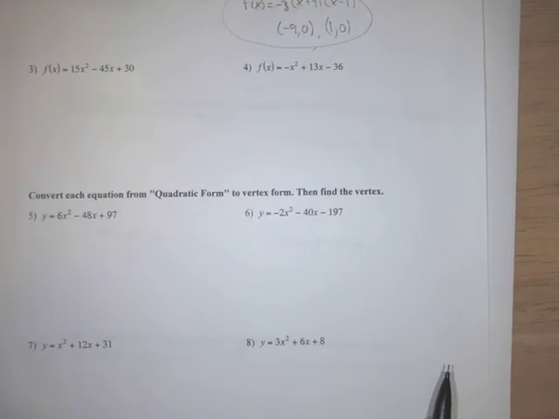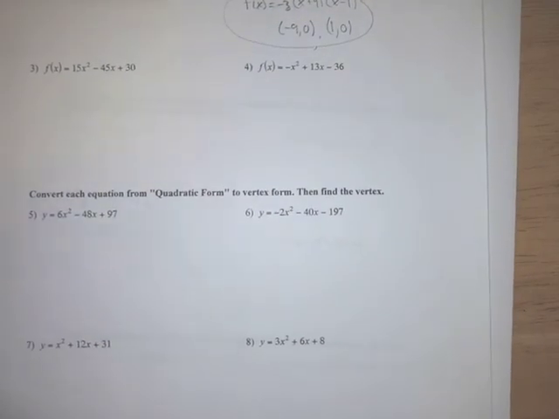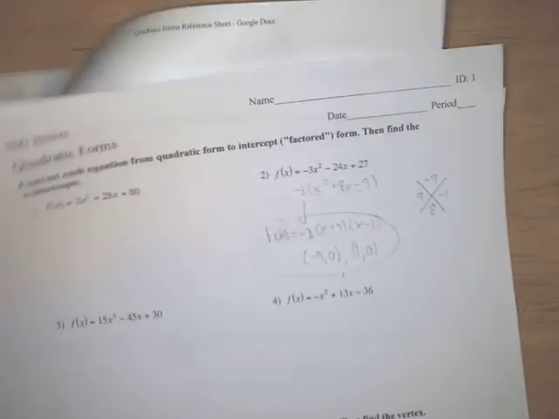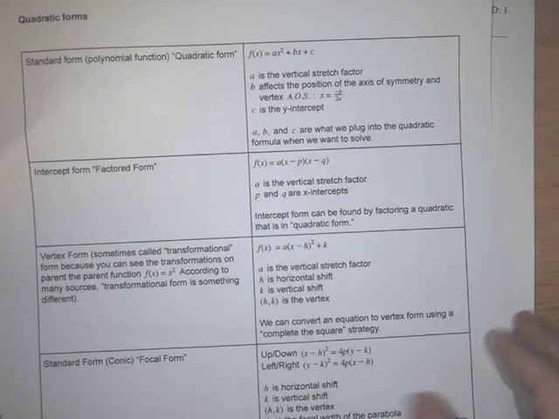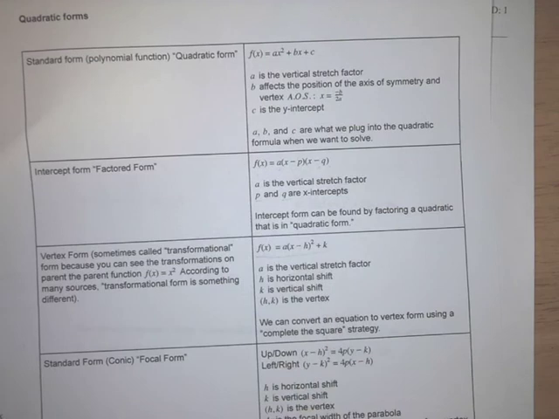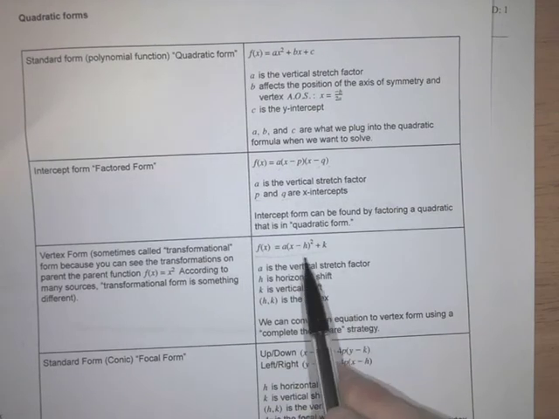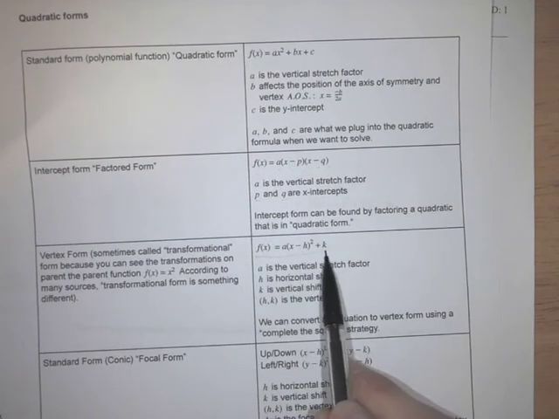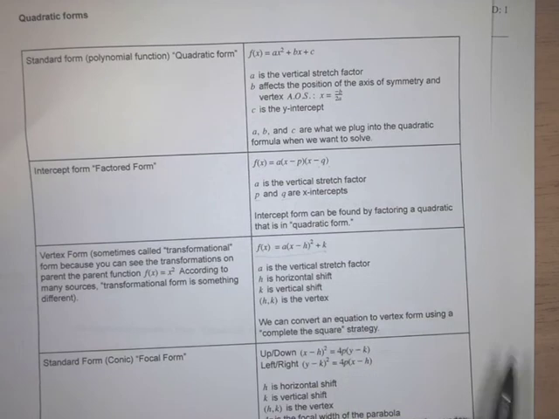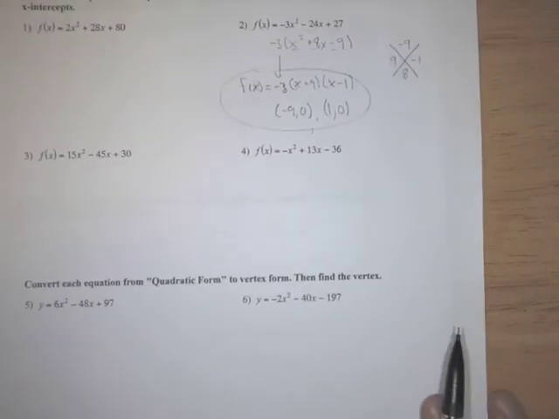Okay, so we'll do number 6. Convert each equation from quadratic form to vertex form, then find the vertex. If we need to know what vertex form is, vertex form looks like this, and then the vertex is going to be (h, k). So we want it to look like this. We've actually done problems like this before, but it's been a while, so I wanted to review that with you.